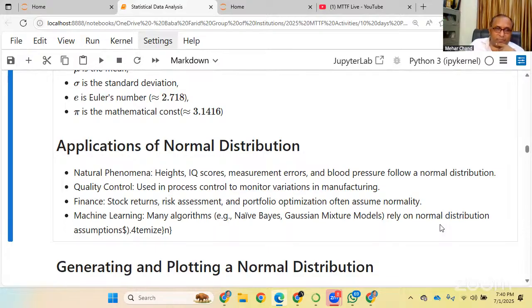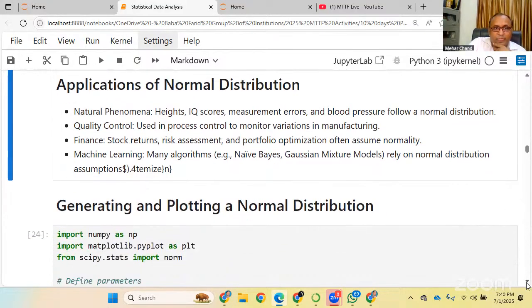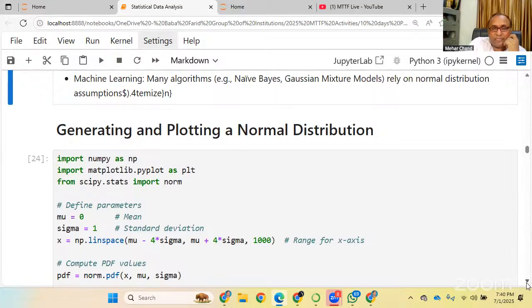There are various types of models which rely on the normal distribution, but here we put only two examples. Now the thing is how we can generate a normal distribution. This is again quite simple, but we have to follow the formula. The formula is very important, and without it we are not able to visualize or generate a plot of a normal distribution.